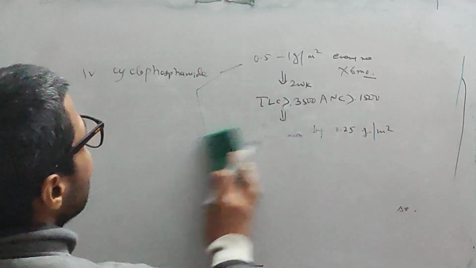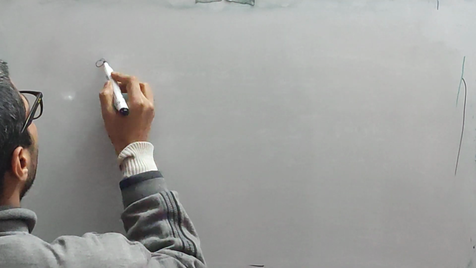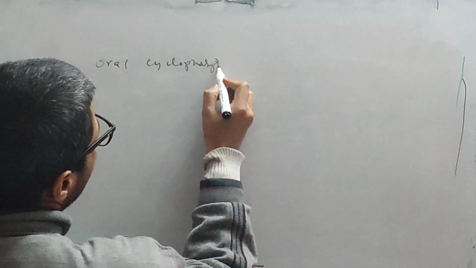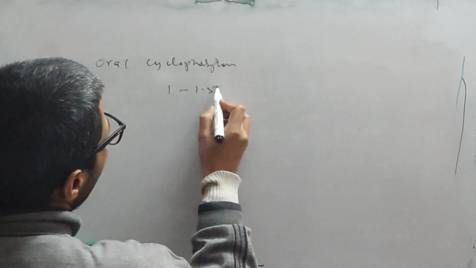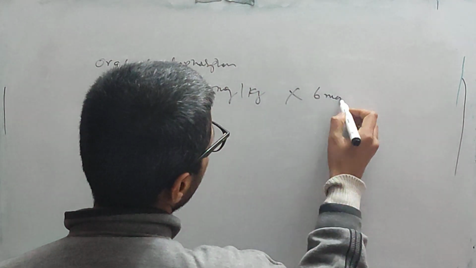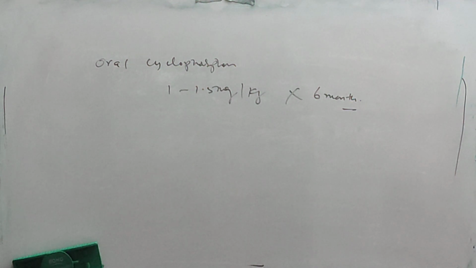So this is regarding IV cyclophosphamide. And next is oral cyclophosphamide. The dose is 1 to 1.5 mg per kg body weight per day. You continue for 2 to 6 months. So this is regarding oral cyclophosphamide.